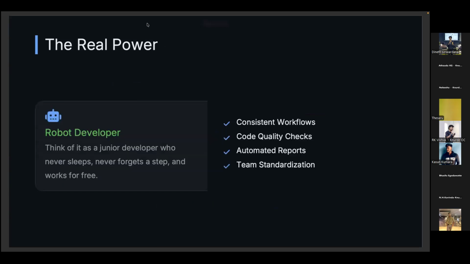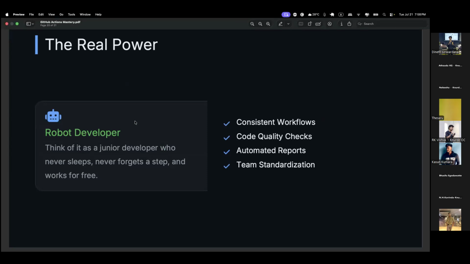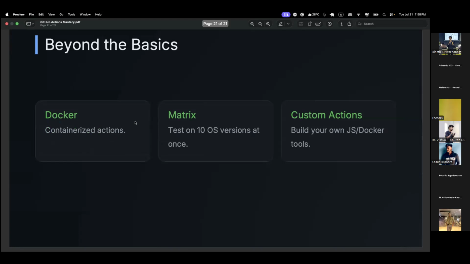Okay, so these are the real world scenarios, and we can automate a lot of things. Like we can maintain the code quality, automate reports, and create automatic releases and everything, and it's really stable.